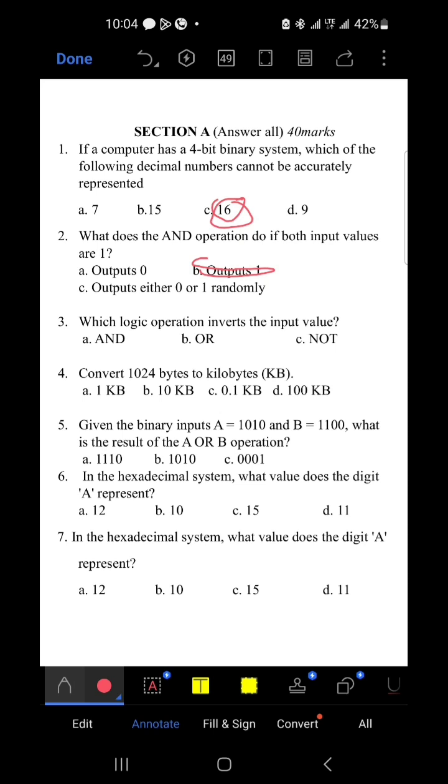Which logic operation inverts the input value? So invert meaning opposite. Let me put it in that way, opposite. We have A as AND operation, B as OR, and C as NOT. Meaning the correct answer here is C.